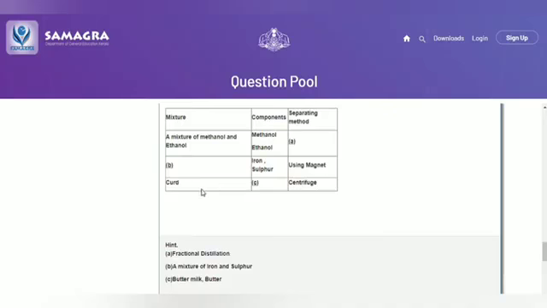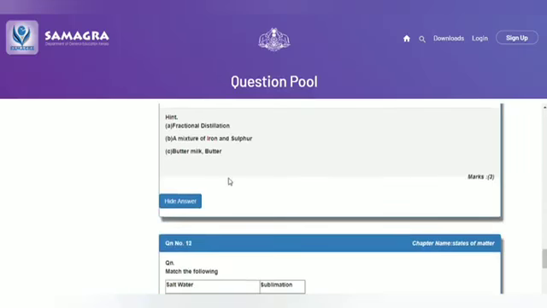Third one, it is curd. So the components are buttermilk and butter. It is separated by centrifuge. So methanol and ethanol are separated by fractional distillation, iron and sulfur are separated using a magnet, and curd is separated using a centrifuge.